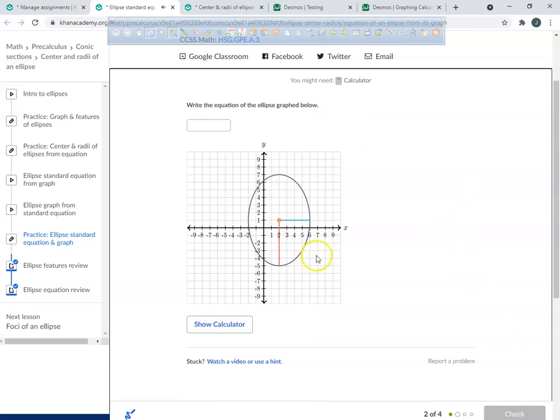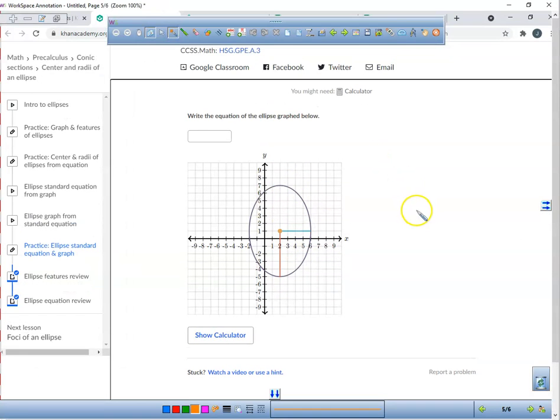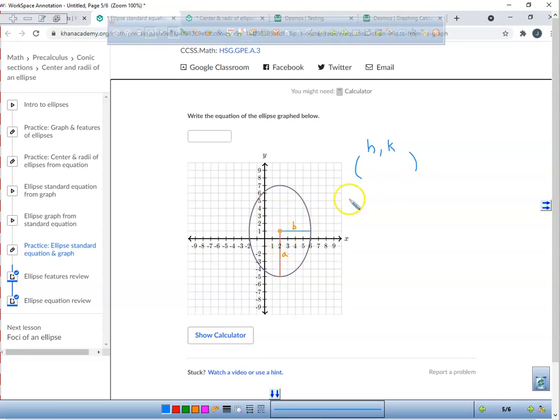All right, so now we have this one. So now we actually have to build the equation. This is the last one I'm going to do for today. So right now I'm going to call this B. I'm going to call that A. This is B. This is A. What's our center? What's our H and our K value? We're at a 2 and a what? 2 and a 1.